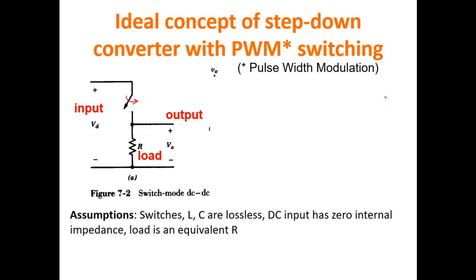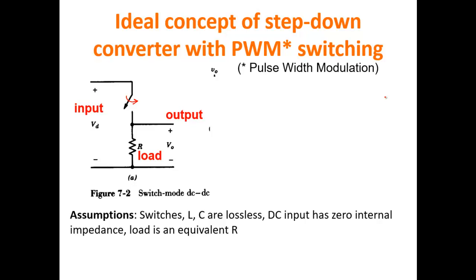The most intuitive possibility to reduce the voltage is to use so-called PWM switching. PWM stands for pulse width modulation. So we modulate the width of pulses using a train of pulses, a periodic sequence of pulses. And what is the rationale?